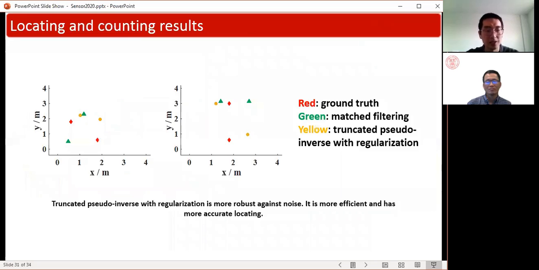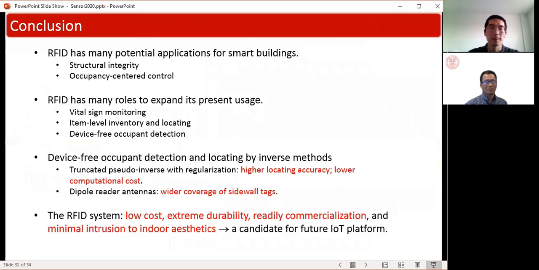Here are the selected results for 2 object cases. And we can see that the truncated pseudo-inverse solution is more robust against noise. It is more efficient and has more accurate locating.